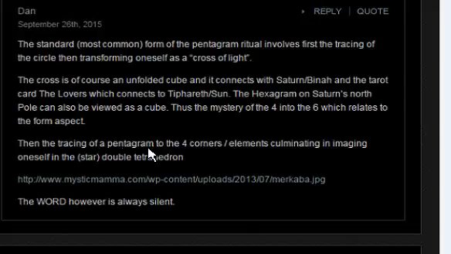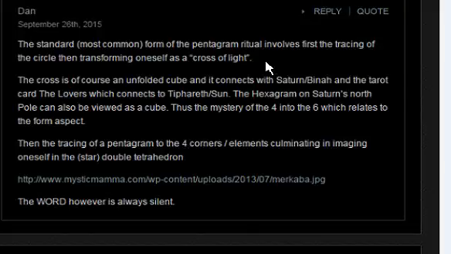Then the tracing of a pentagram to the 4 corners elements, culminating in imagining oneself in the star double tetrahedron. The word, however, is always silent.